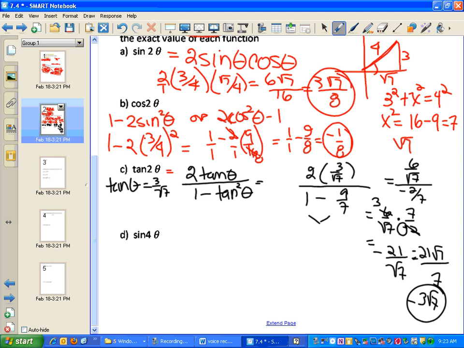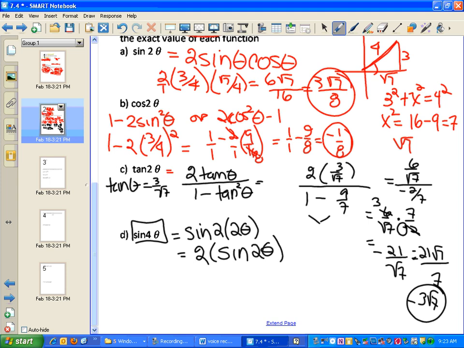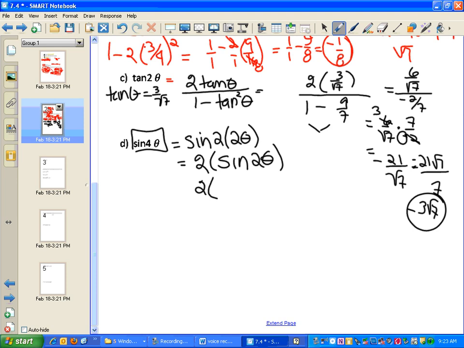Yeah. So, all right, sine of 4 theta. Ooh, that's tricky. Okay? So sine of 4 theta, we want to think of this as the sine of twice 2 theta. That's how we want to approach this problem. Okay? Because we're wanting to use our double angle formula. All right. Well, that's going to be twice the sine of 2 theta. Well, what's the sine of 2 theta?